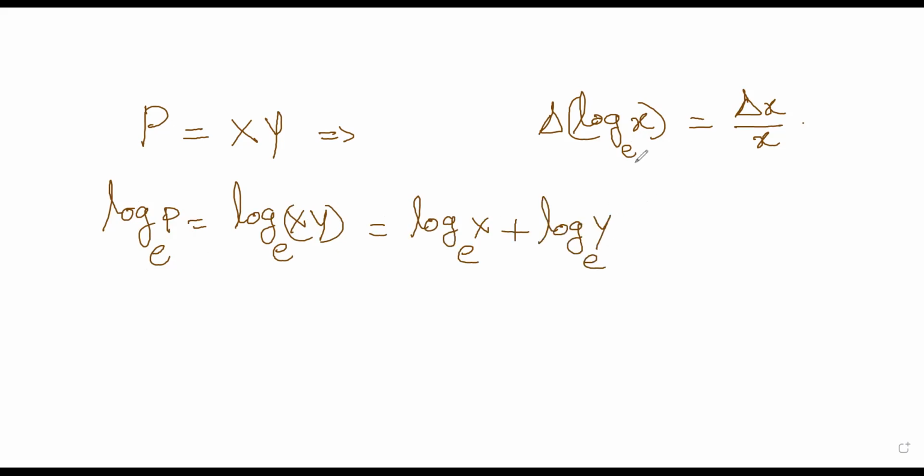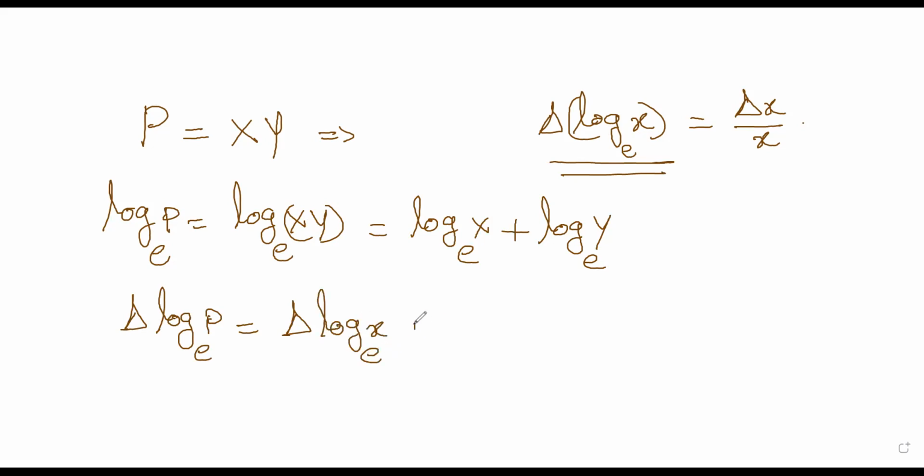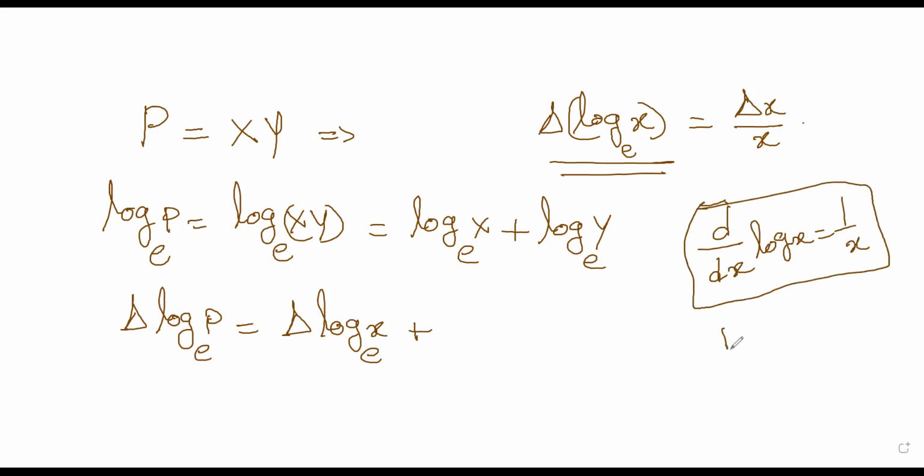And now when I take the variation in log p, that is delta log p to the base e, it happens to be the variation in log x to the base e. This is like a differential. The basic idea is d by dx of log x is 1 by x. Using this idea only we are coming to this. d log x is dx by x, and this d is replaced with delta. That is the only thing I am doing over here. And this is delta log y to the base e.